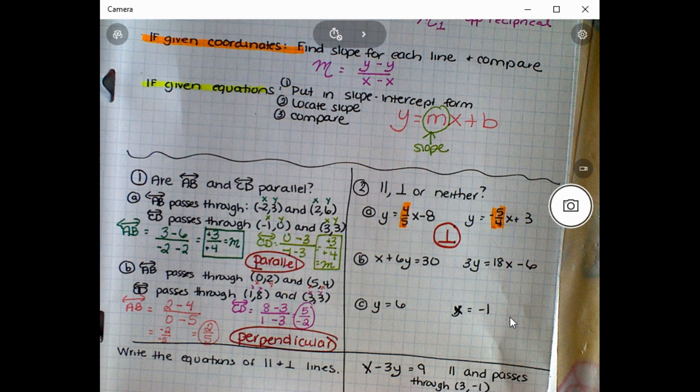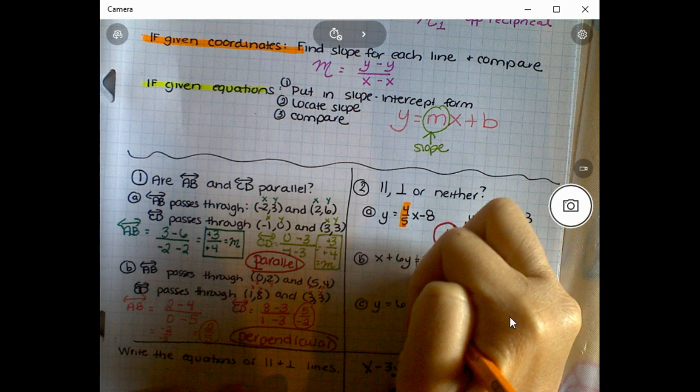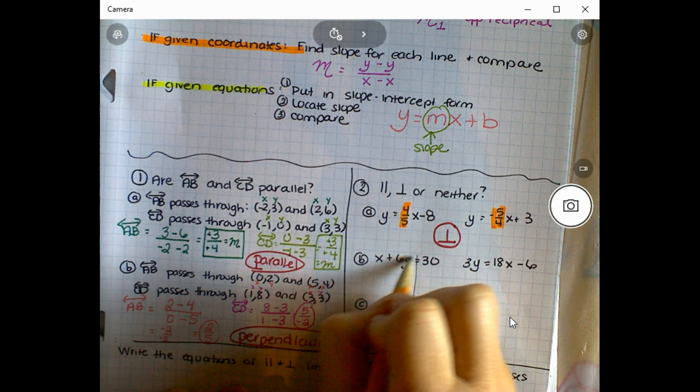So these are perpendicular lines. Okay, let's look at the next one. Step 1, put it in slope-intercept form. We want them to be y equals. Well, right now, they are not in y equals form. So we're going to rearrange, following the rules of solving equations, to get the y by itself.